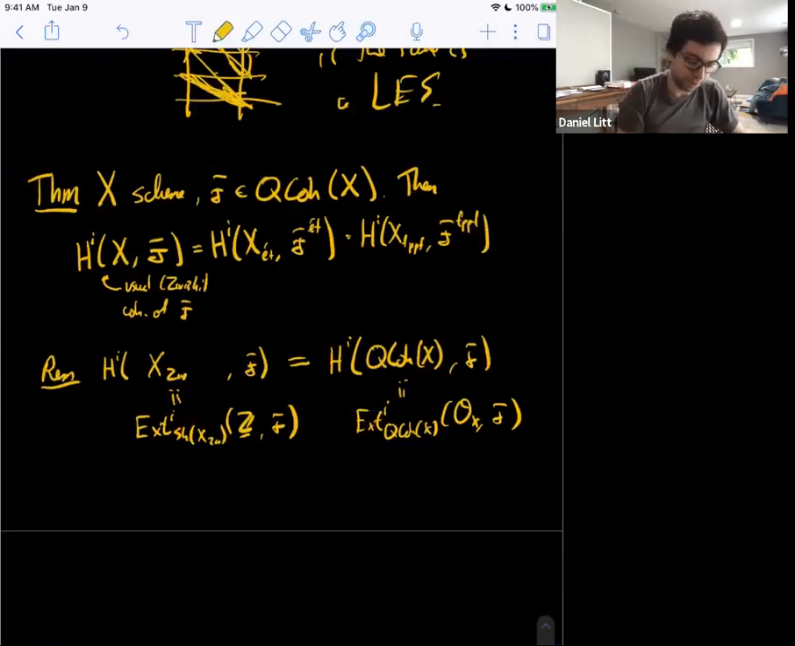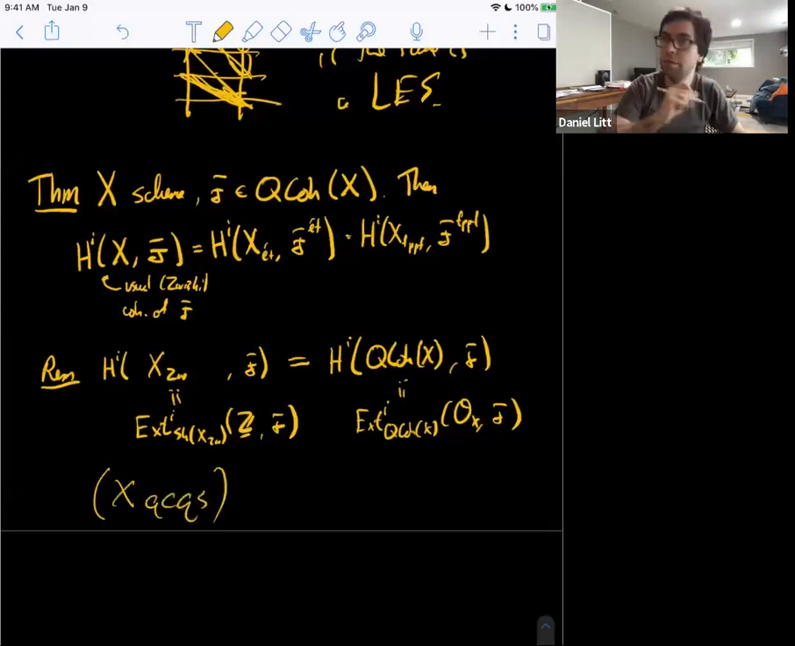Maybe I should actually assume X is quasi-compact and quasi-separated or something. I think this is true in general, but maybe I don't know how to prove it. Yeah, so Benjamin gives the right answer. The reason is that if you take an injective quasi-coherent sheaf, that's flasque as an abstract sheaf. So it also computes derived functor cohomology.